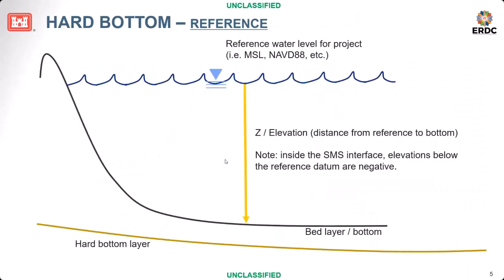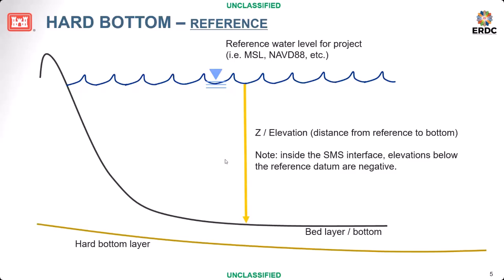Just so you can understand a little bit more about how the hard bottom is implemented in the SMS, I have this slide here just as a reference. So we see the shoreline, maybe it's a jetty there, and it goes down to the bottom, and we've got the water and a mean water level that's referenced for the project is set. It could be mean sea level or NAVD88, whatever the user chooses. And then there's a Z value that goes down from that mean water level down to the bottom. And then the hard bottom layer normally sits below that at some point.